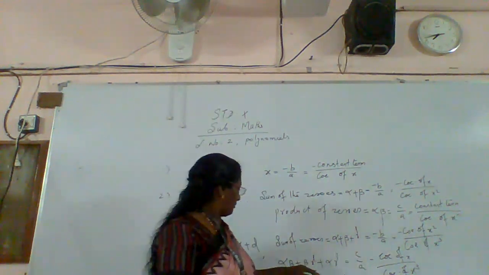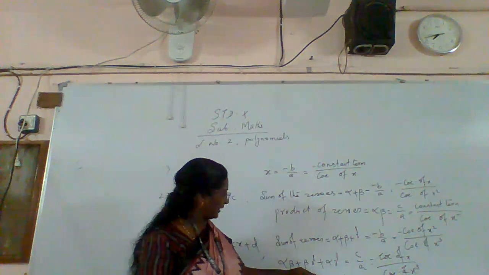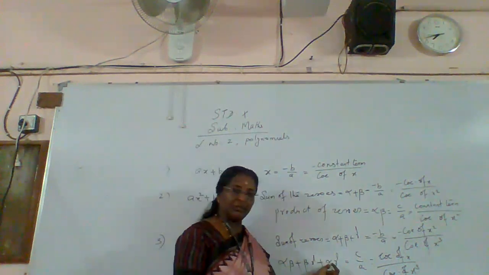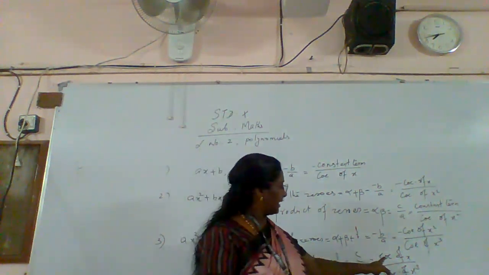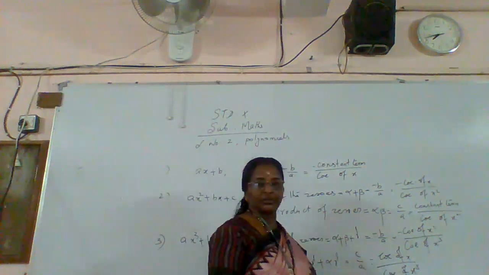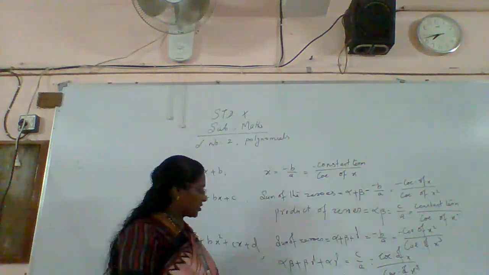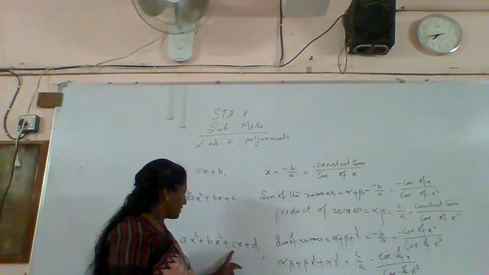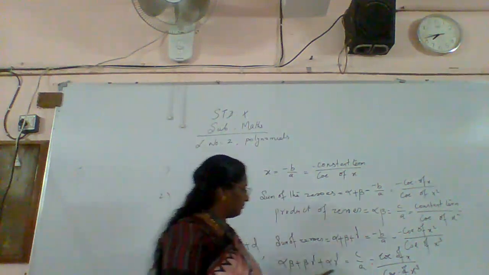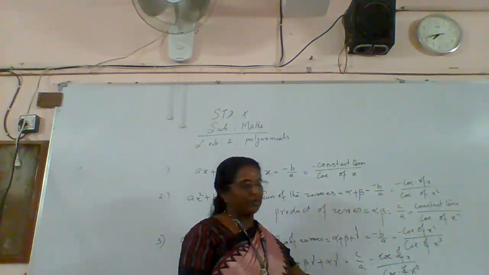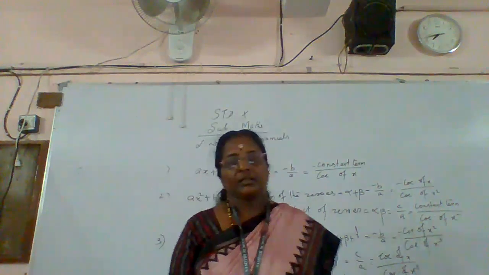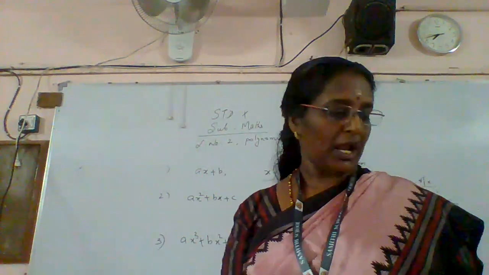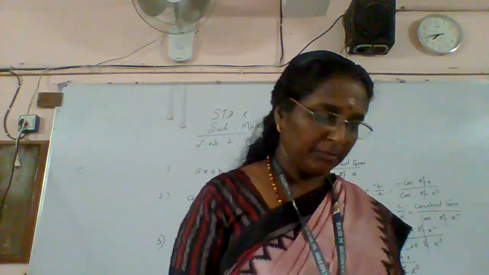Sum of the zeros taken two at a time, alpha beta plus beta gamma plus alpha gamma, is equal to c by a, where c is the coefficient of x divided by the coefficient of x cube. And the last one, alpha beta gamma, is equal to minus d by a. What is d? The constant, divided by the coefficient of x cube. This is very important. These three points are very important for the examination, and for MCQs, fill in the blanks, etc.